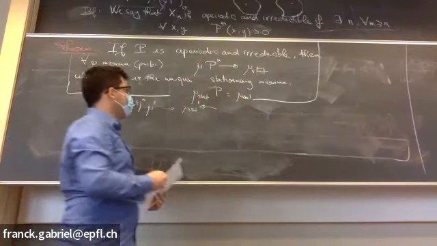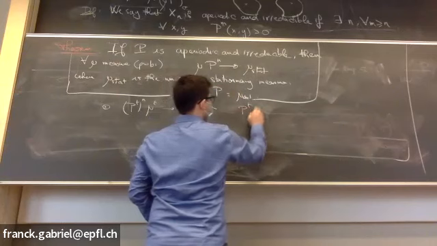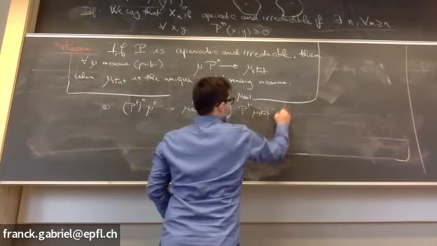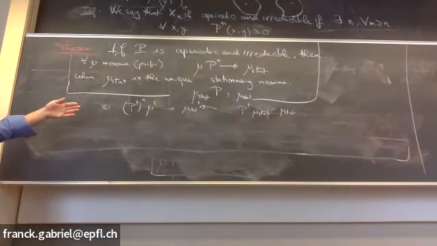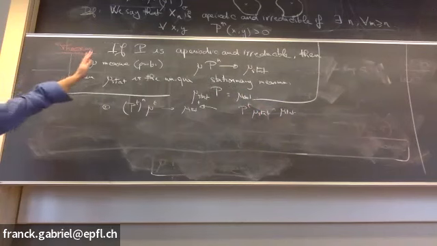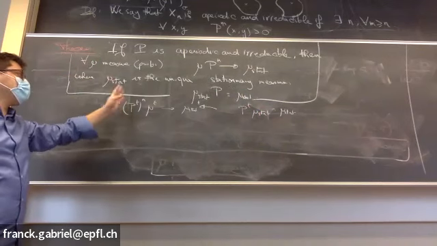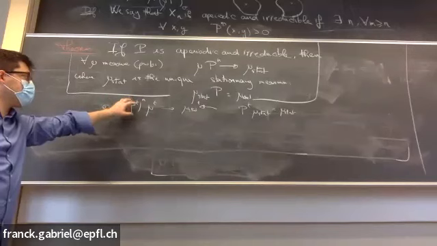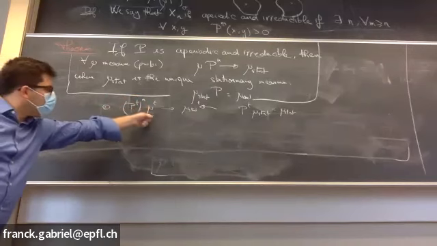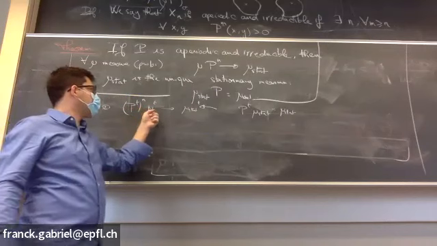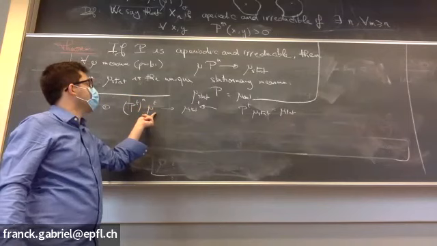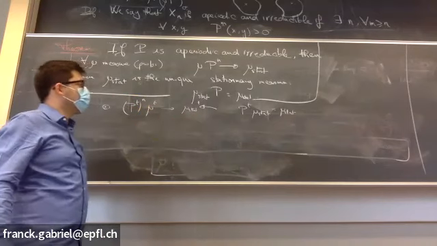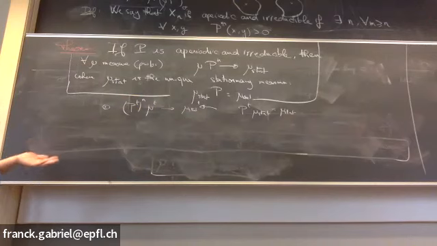This tells you that actually it's the unique eigenvector of P transpose. So what this theorem tells you is that if you have P which is aperiodic and irreducible, then when I take P transpose to the power n, applied to a column vector which is normalized so that it's a probability measure, it will converge to another probability measure, which will be the unique eigenvector of P transpose with eigenvalue 1.